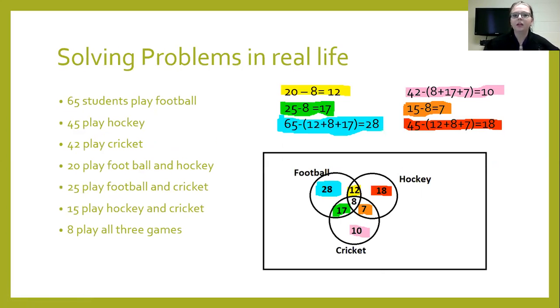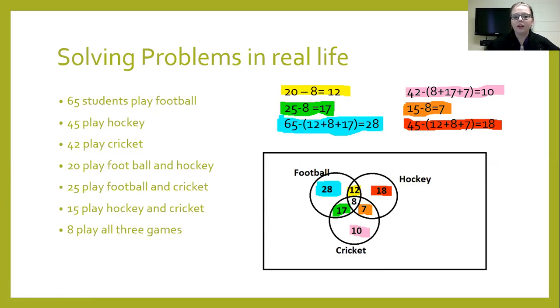Next, we're going to solve a problem in real life. Say a public school wants to understand how many football, hockey, and cricket players are playing. We know that there are 65 students playing football, so all the football players are going to be 65. 45 play hockey, 42 play cricket. 20 players play football and hockey. 25 play football and cricket. 15 play hockey and cricket. And 8 play all 3 games.